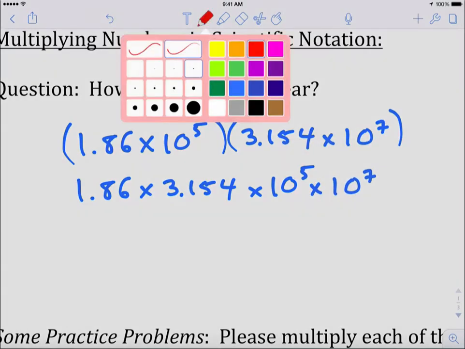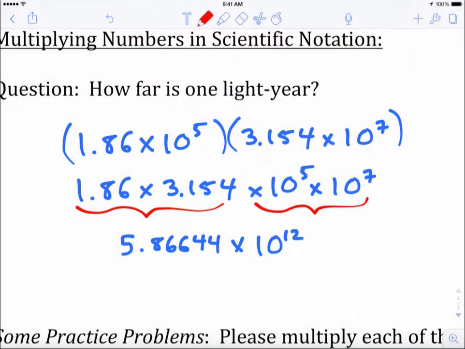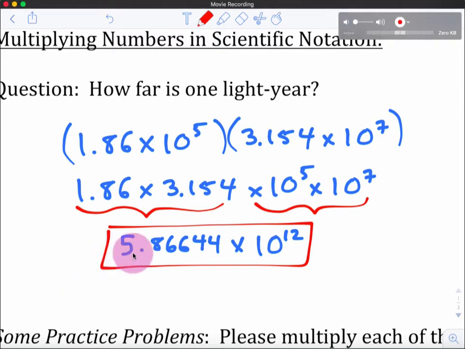Well, not surprisingly, 10 to the fifth times 10 to the seventh, I hope you know what that is. That is 10 to the 12th power. Now, I don't expect you to be able to do 1.86 times 3.154 in your head, but it's approximately 5.86644. And so you have the distance that light would travel in 1 year in miles. In 1 year, light should travel 5.86644 times 10 to the 12th miles.